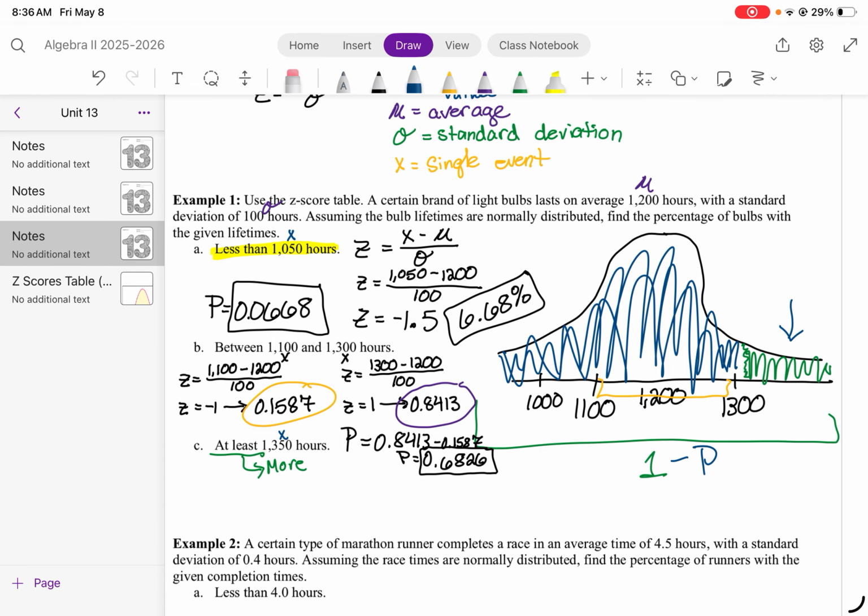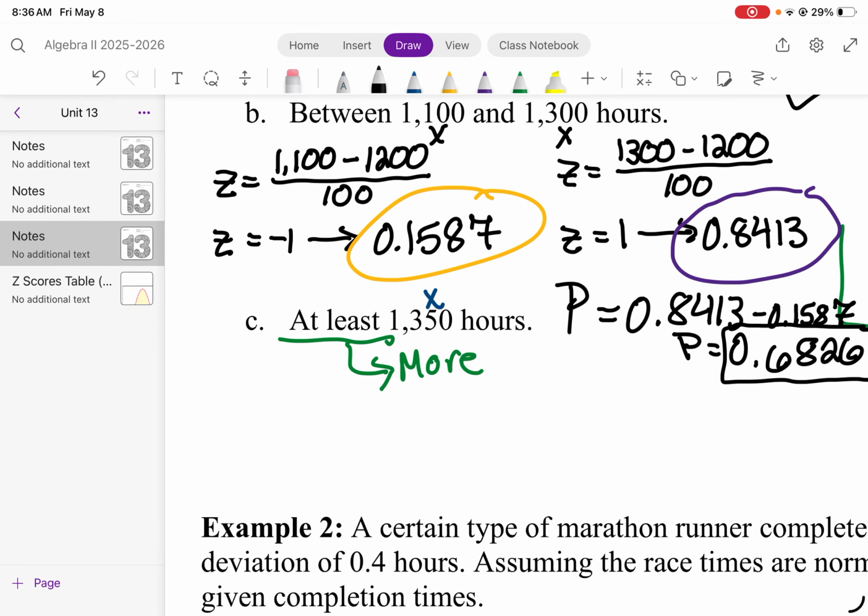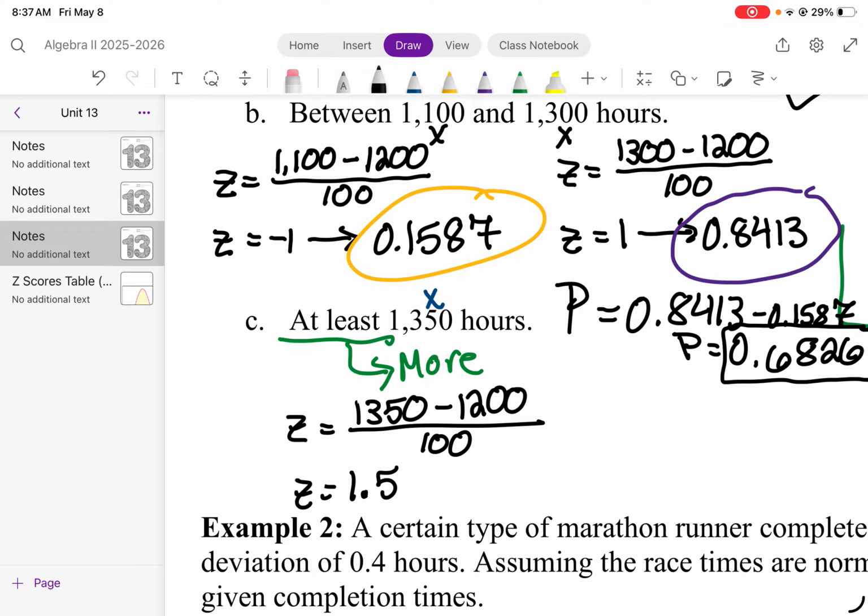The rest of the steps are the exact same. So we're going to find our z-score first. Z is going to be equal to our x value of 1,350 minus the average, 1,200, over 100. Type that into your calculator. Make sure you type it in the correct way. This one, when you type it in and we want the decimal number, we would get 1.5. If you didn't get that, make sure you go back and watch the first example, A, on how to type it into the calculator correctly.